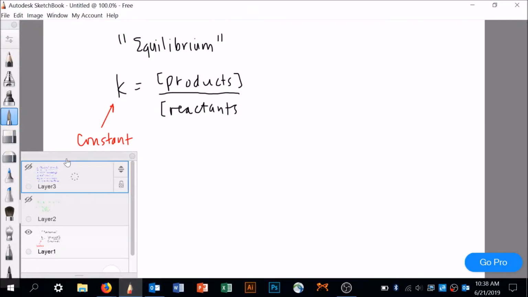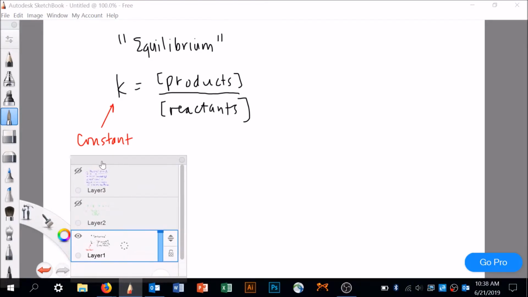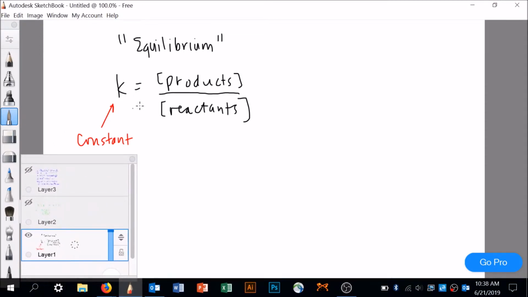Looks like I missed a little bracket there. Go back here, here's my bracket. Is not changing, okay?